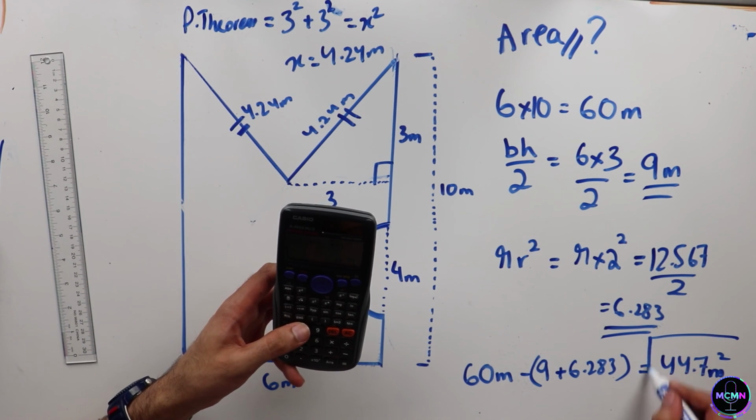And there you have it, your area and perimeter of a complicated shape. Break it down into simpler shapes and use your formulas.